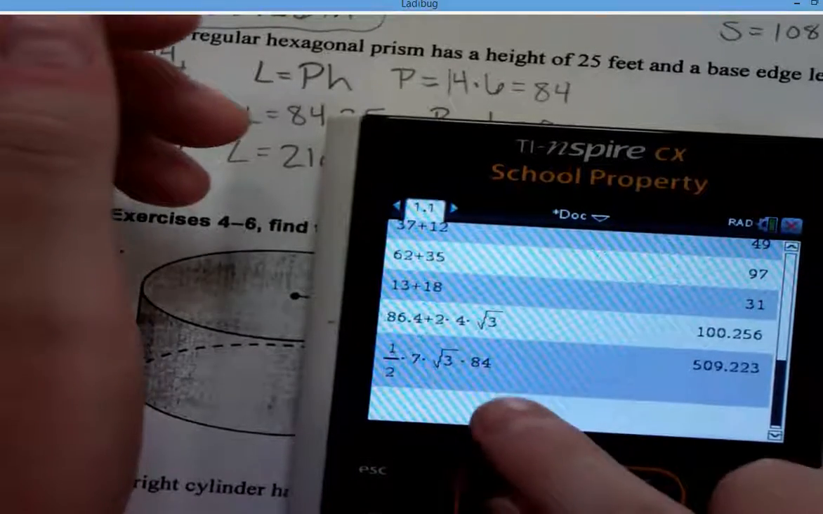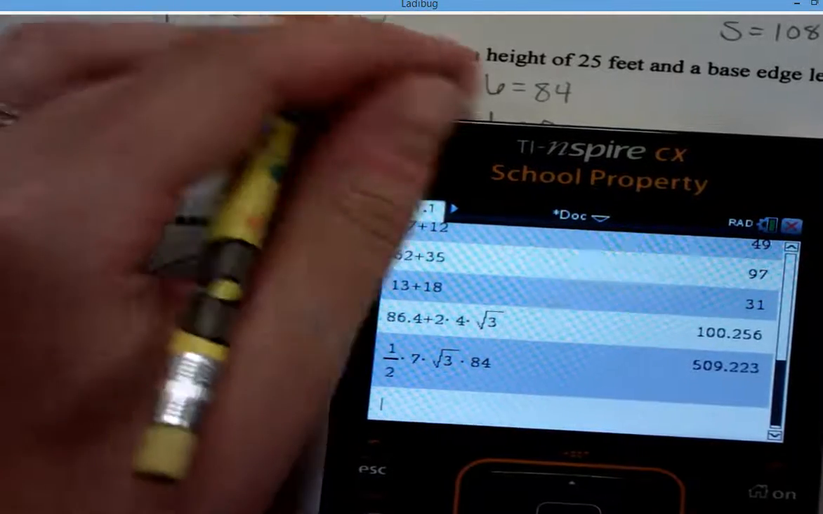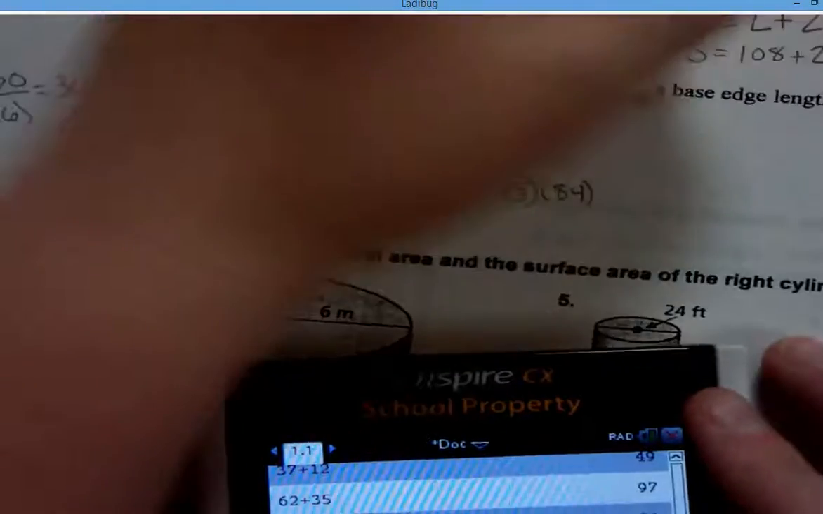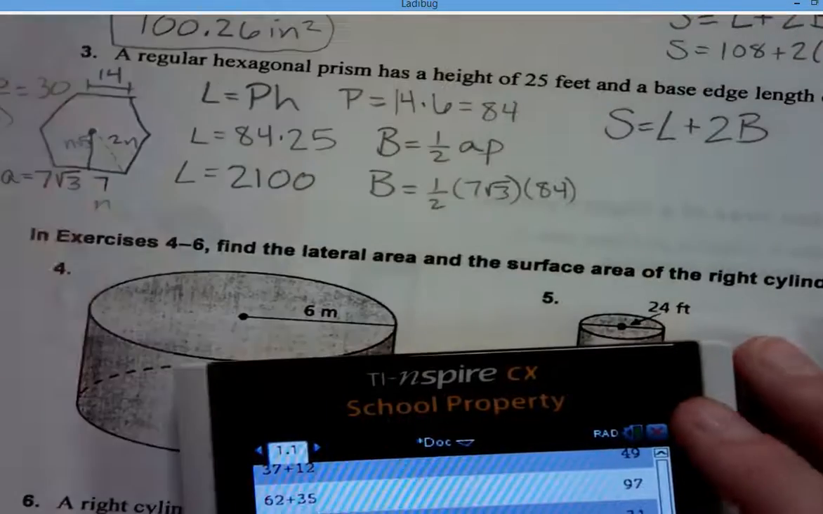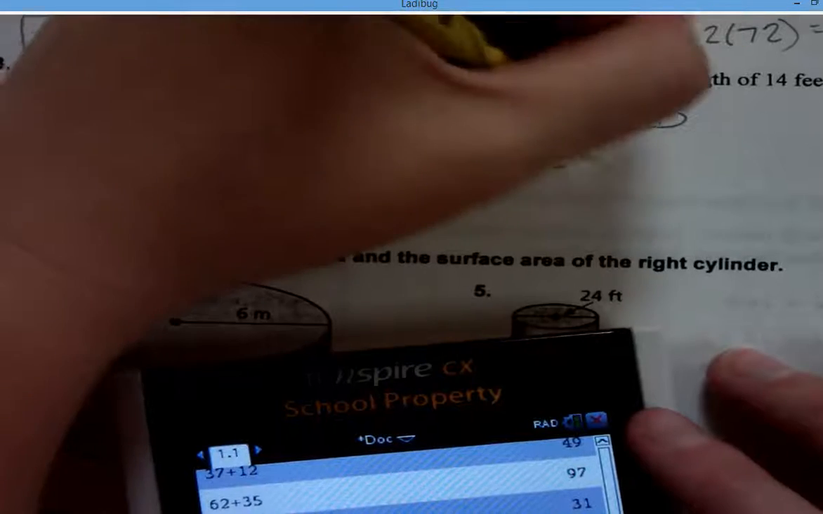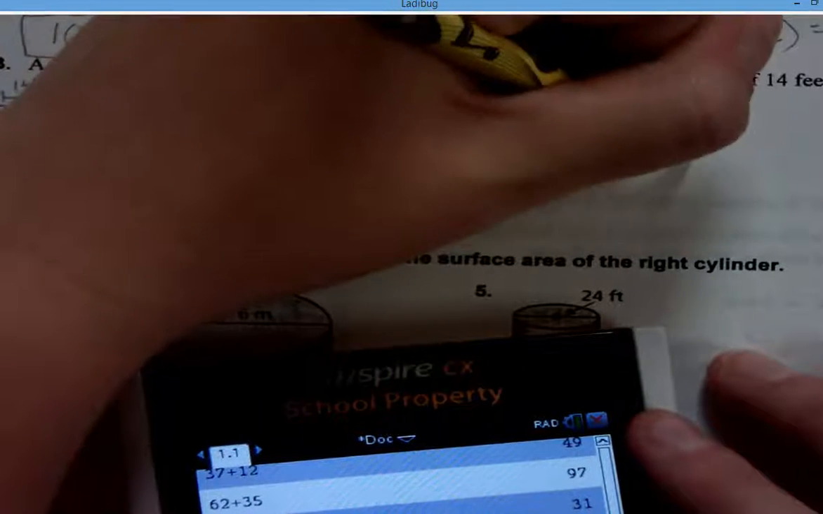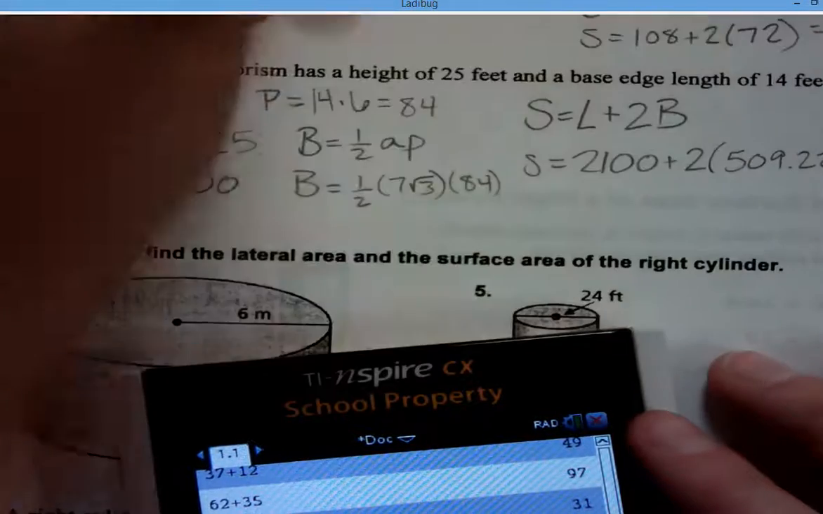Alright, that's the area of one of our bases. We need 2 of these bases to add to our formula. So our surface area equals the lateral area plus 2 of the bases. Our lateral area we know is 2100. And then 2 of these bases, 509.223.